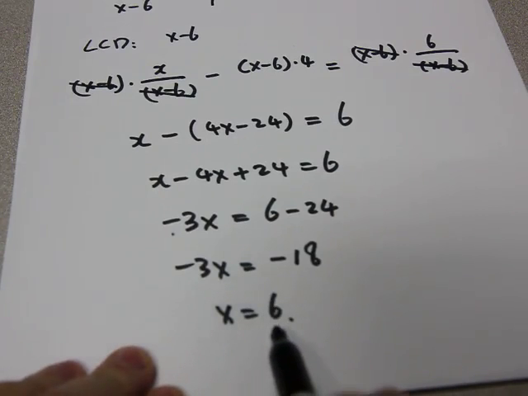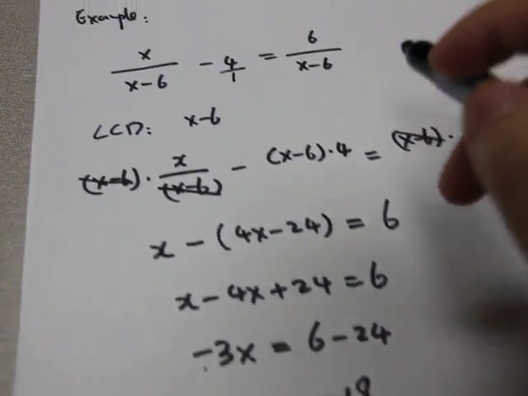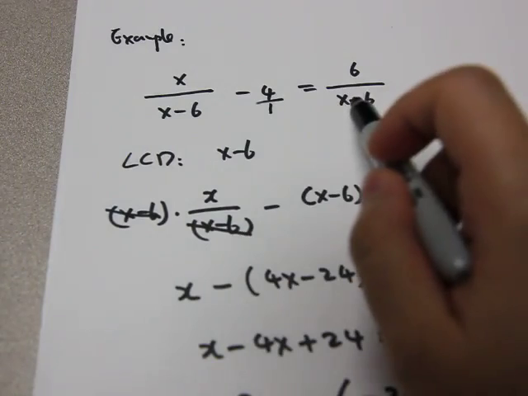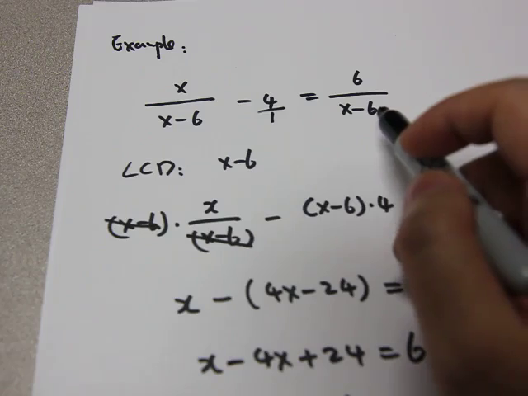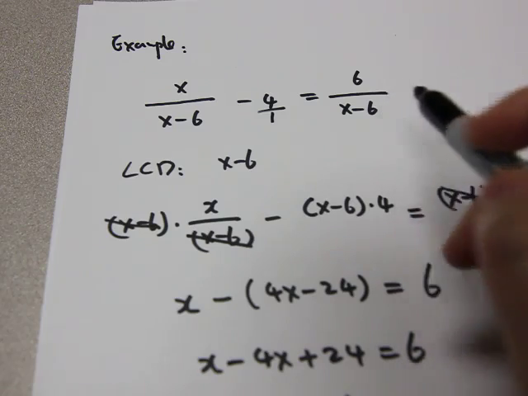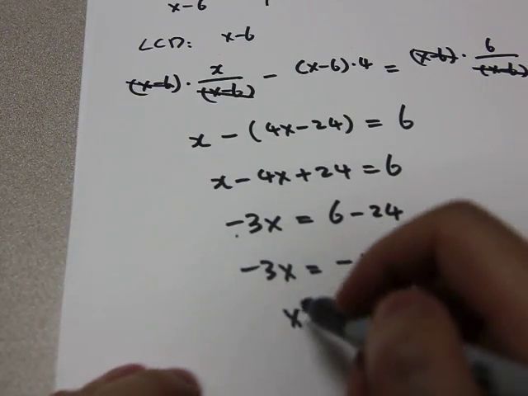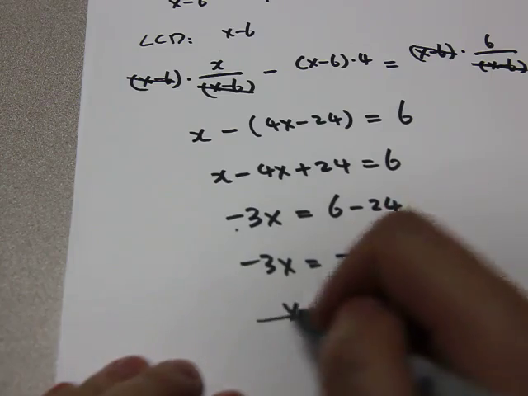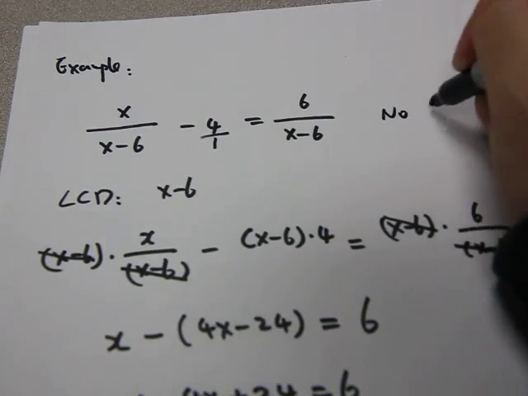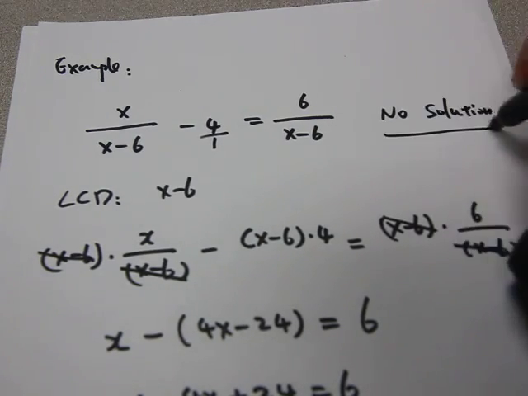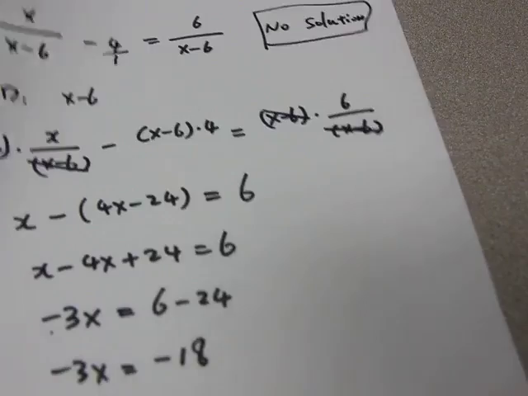However, this is not gonna be the solution. Why? Because if you look at the denominator of the rational expressions in this equation, you will see 6 is an undefined value. Right, 6 is an undefined value, so we cannot use this number as our solution. And if this happens, that means this rational equation has no solutions. So the answer is it has no solution. Okay.